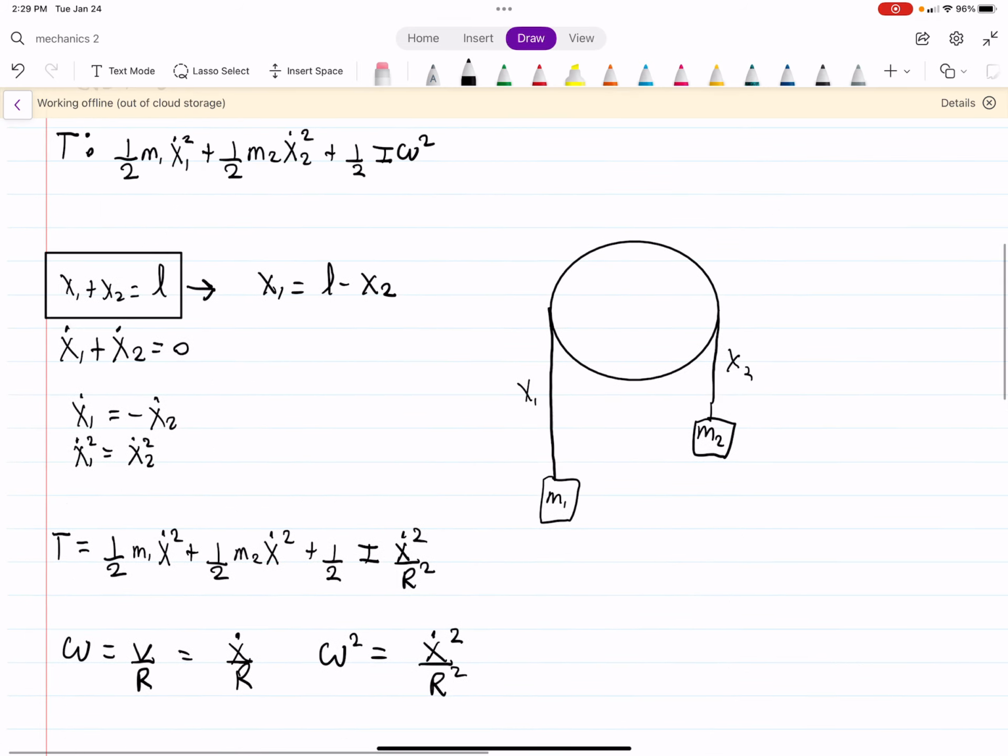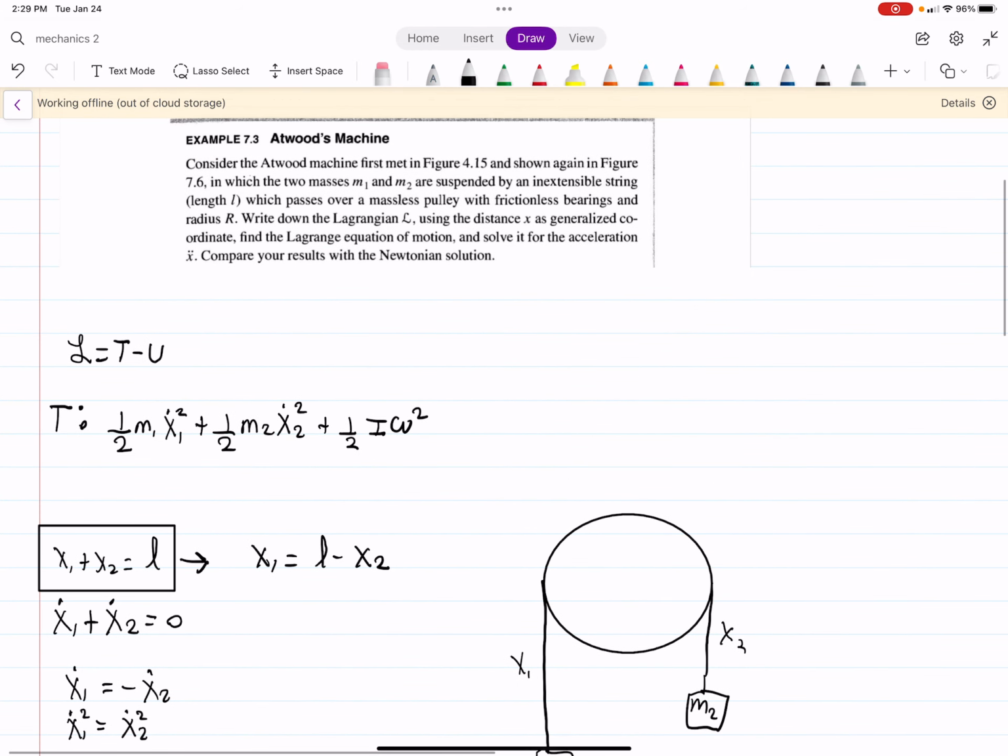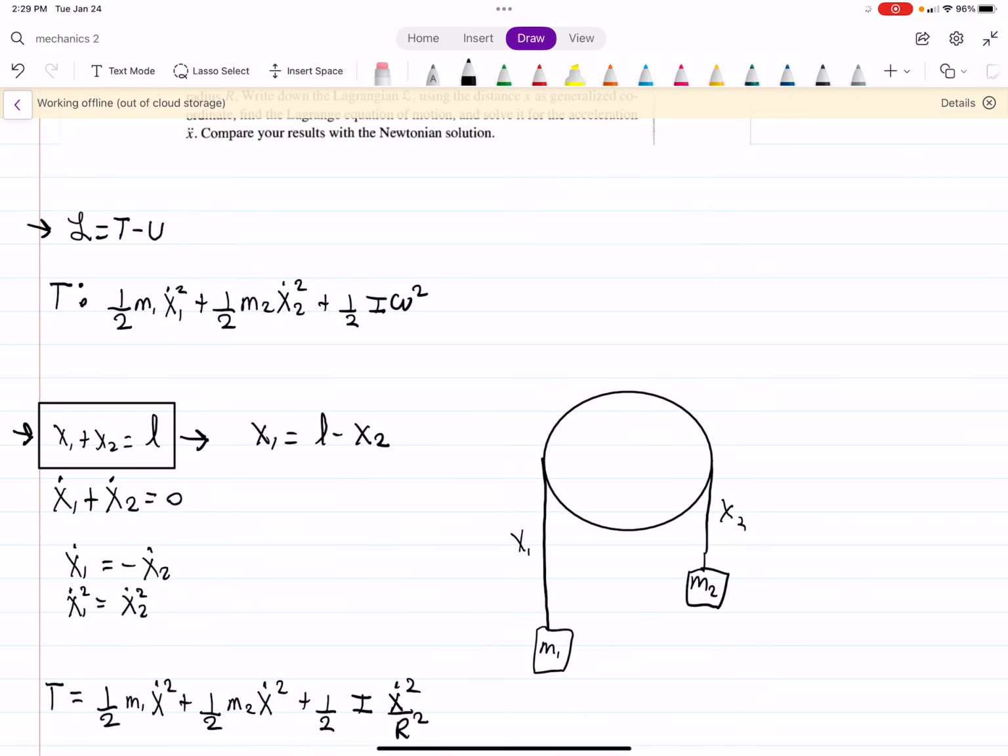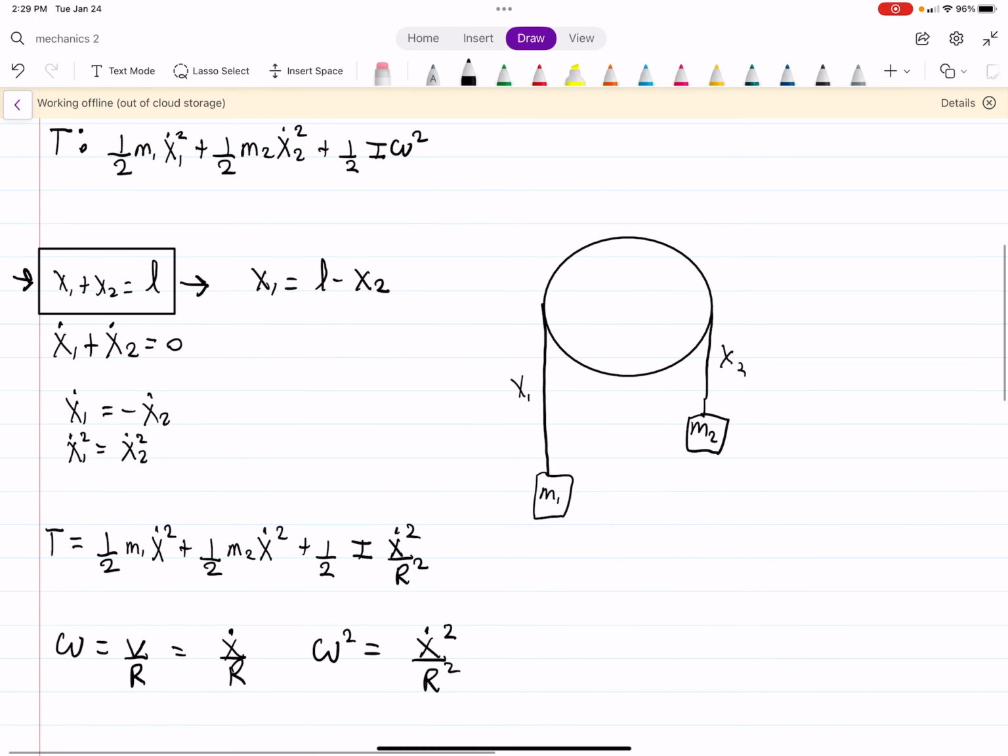So I just want to re-emphasize a few things. We have our basic equation for the Lagrangian. We need to find our kinetic energy. And one thing that's helpful to know is this equation, that the length of the rope here between the two masses is equal to a constant. So that allows me to simplify the kinetic energy in the way that I did, and by using the fact that omega was equal to v over r, it should be easy to see that this is then your kinetic energy.